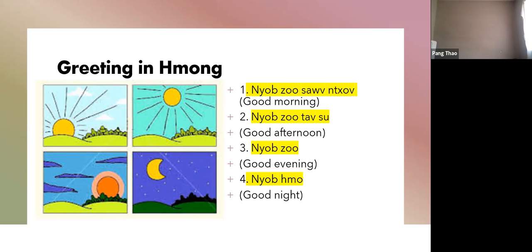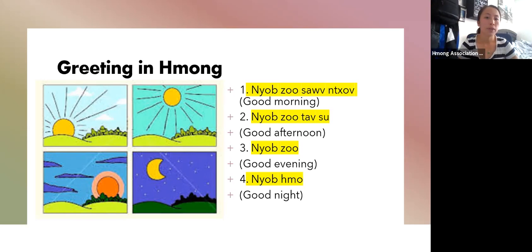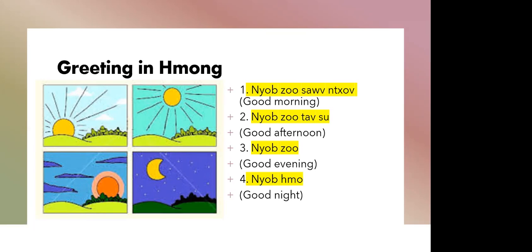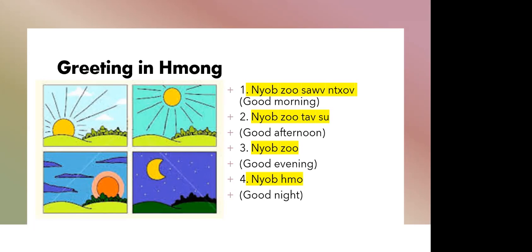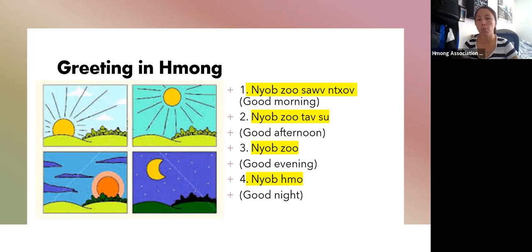And then for good evening, we would say the same word. It could mean any time of the day. So for the evening, we usually use that word. And then for night, we would say a different word. When you want to say good night, you use that one.